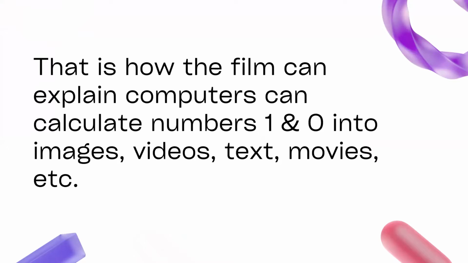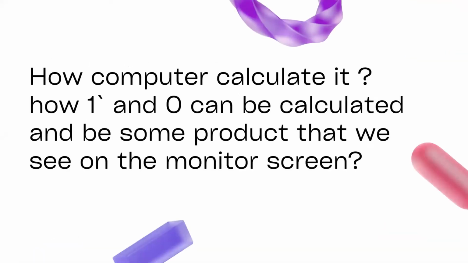Computer has a function to calculate. What can a computer calculate? The computer calculates 1 and 0 because a computer is just a machine and a machine has two states: on or off. And the question is, how does a computer calculate, how can 1 and 0 be calculated and become something that we see on the monitor screen?